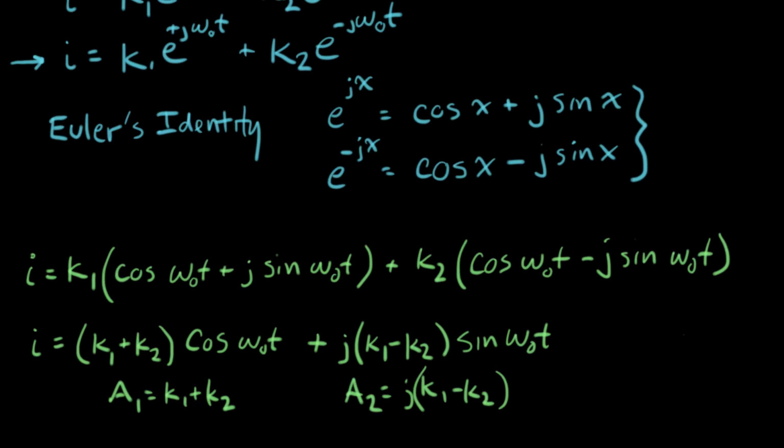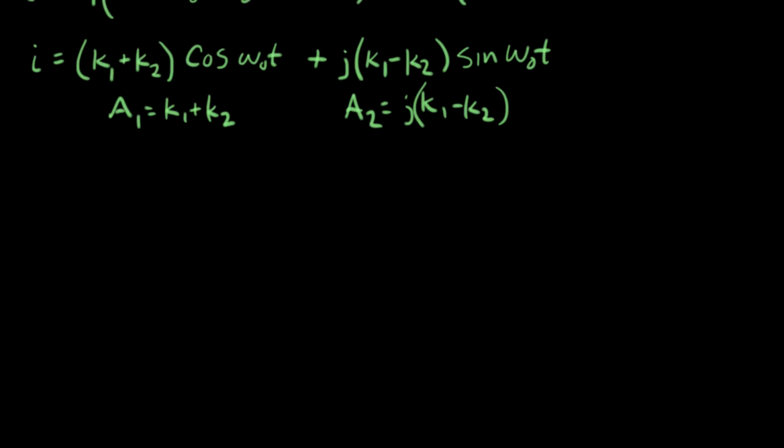And now I can rewrite this as I equals A1 cos omega naught t plus A2 sine omega naught t. Good. So from now on, we're going to work with these A's, and if I ever want to know what the original K's were, I would just come back to these equations here. Once I figure out A, I can figure out both the K's.